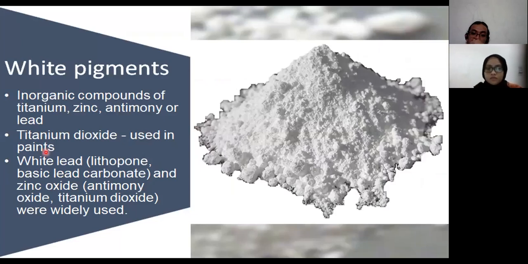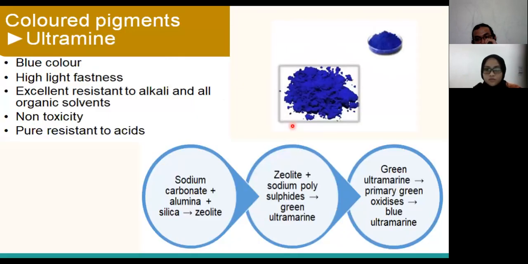Okay, white pigments are inorganic compounds of titanium, zinc, antimony, or lead. The example is titanium dioxide, which is used in paints. White lead, like lithopone, basic lead carbonate, and zinc oxide, like antimony oxide and titanium dioxide, were widely used.